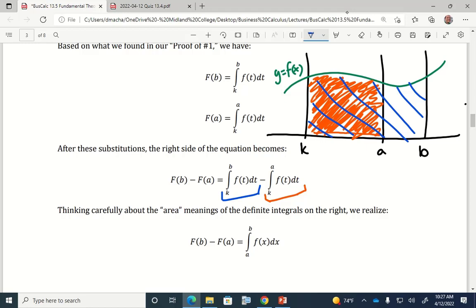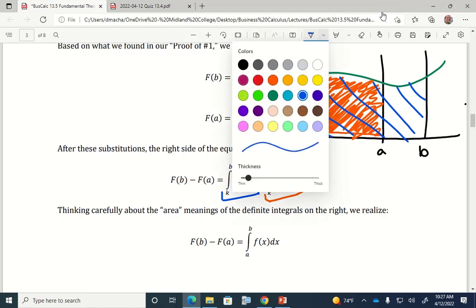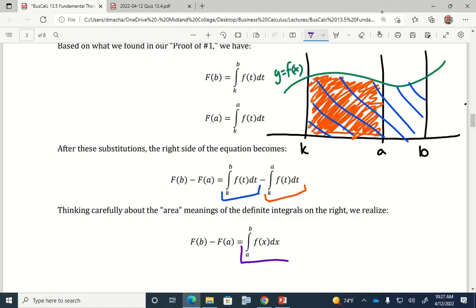And if I really just want the area between a and b, so let me get out one more color. I'll call this my purple area for this definite integral. This would be like the purple zone, the area with lower bound a and upper bound b underneath my curve f. Well, this purple area is just equal to the blue area minus the orange area. So blue area minus orange area, this whole right side of the equation can be simplified to this.